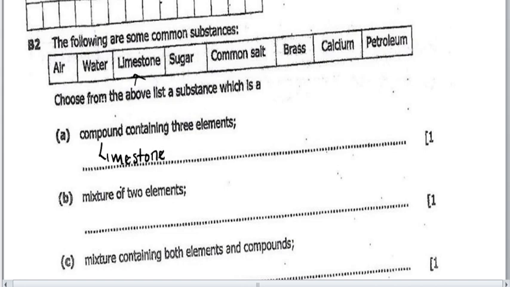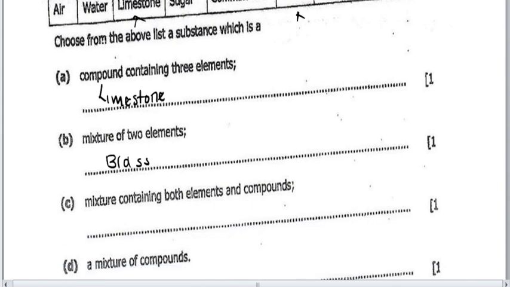Alright. A substance which is a mixture of two elements. A substance which is a mixture of only two elements is brass. So brass is a mixture of two elements. I'm sure you are familiar with metals. Those who are familiar with metals will be able to answer these quickly. Then a substance which is a mixture containing both elements and compounds. The one that contains both elements and compounds is air.